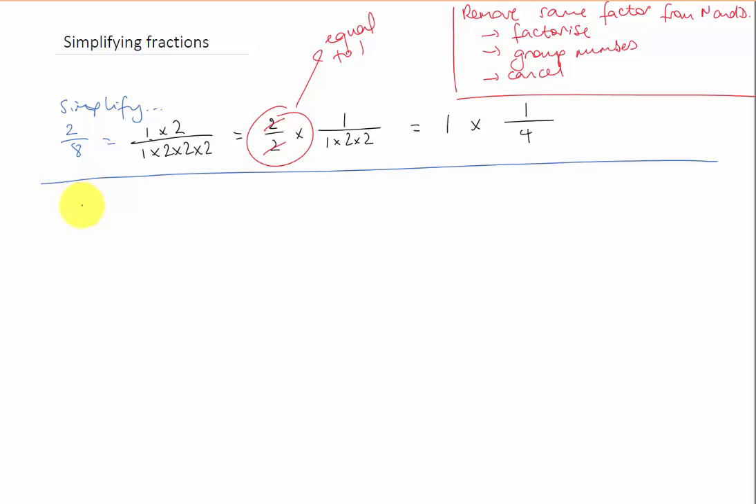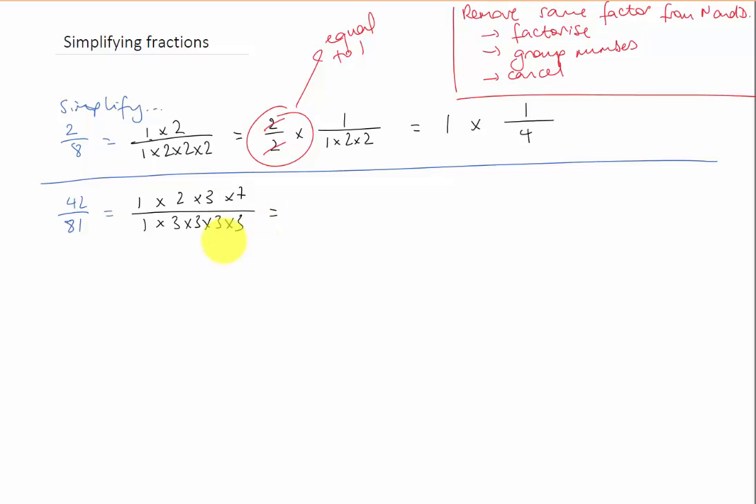How about, next example, 42 over 81. How would we approach that? So again we take out all the factors. So that's 1 times 2 times 3 times 7 for 42. If you multiply 1 times 2 times 3 times 7, you get 42. And then on the bottom, 1 times 3 times 3 times 3 times 3. If you multiply 1 times 3 times 3 times 3 times 3, you get 81.